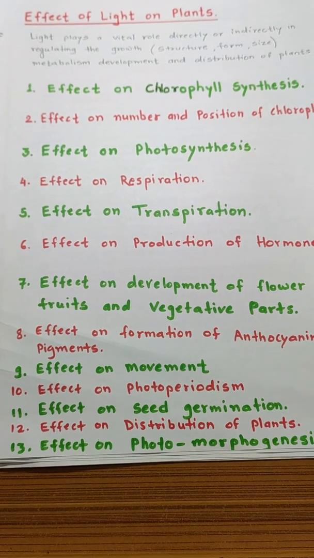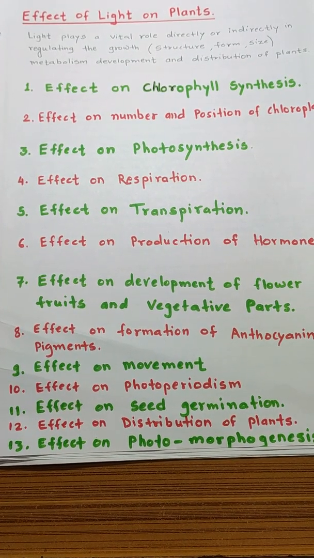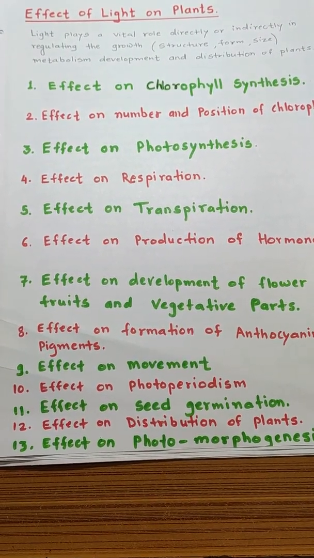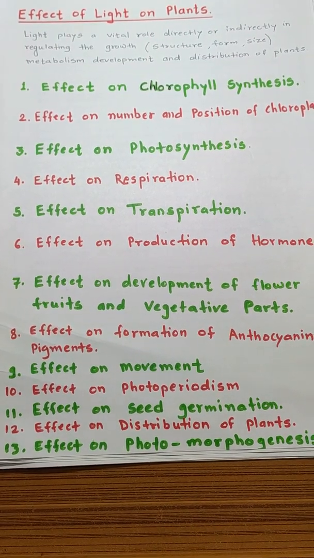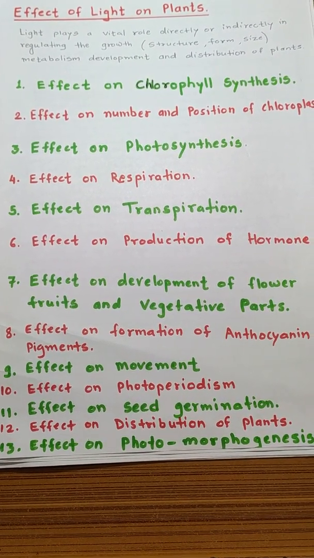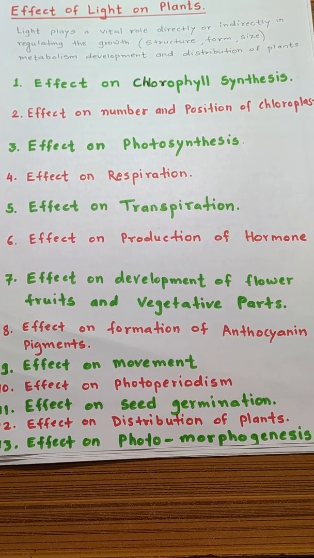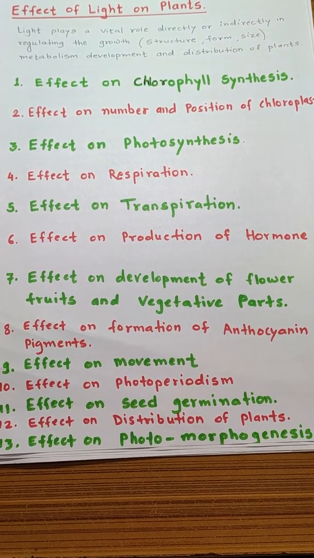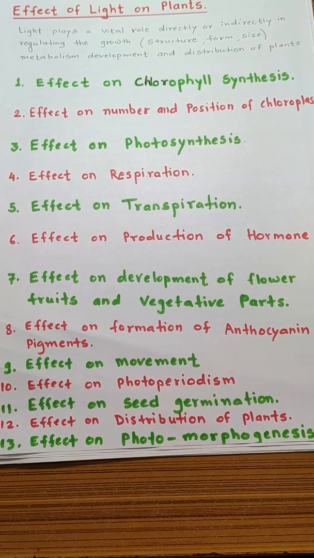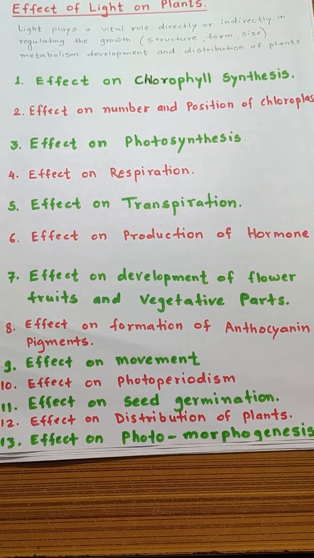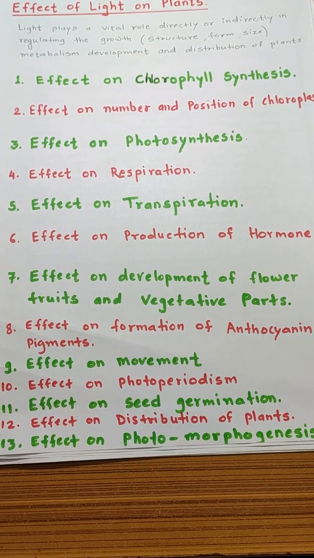Today I am going to explain the effect of light on plants. Light is abundantly received on the surface of the earth, and on average only approximately 2 to 3% of the solar energy is used in primary production.